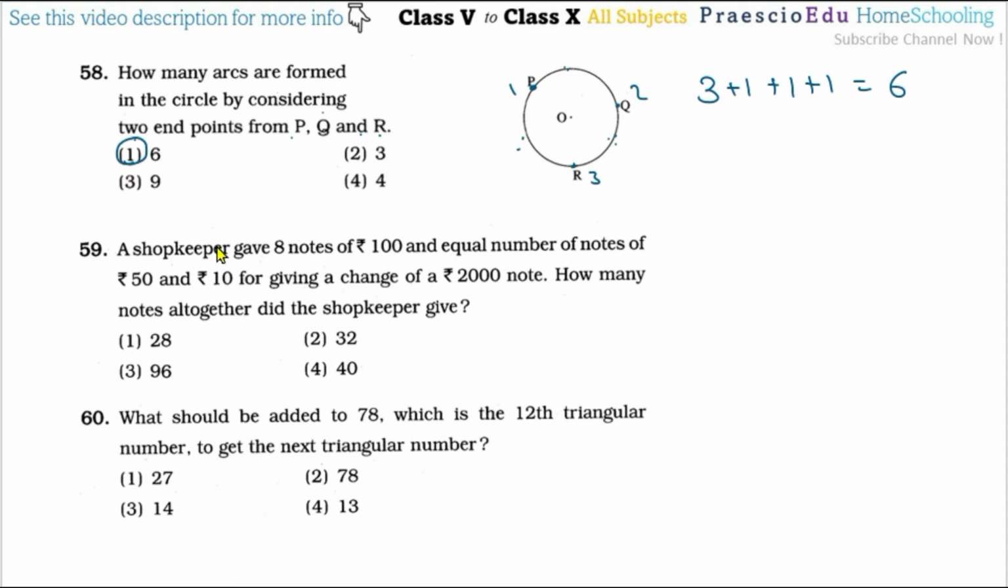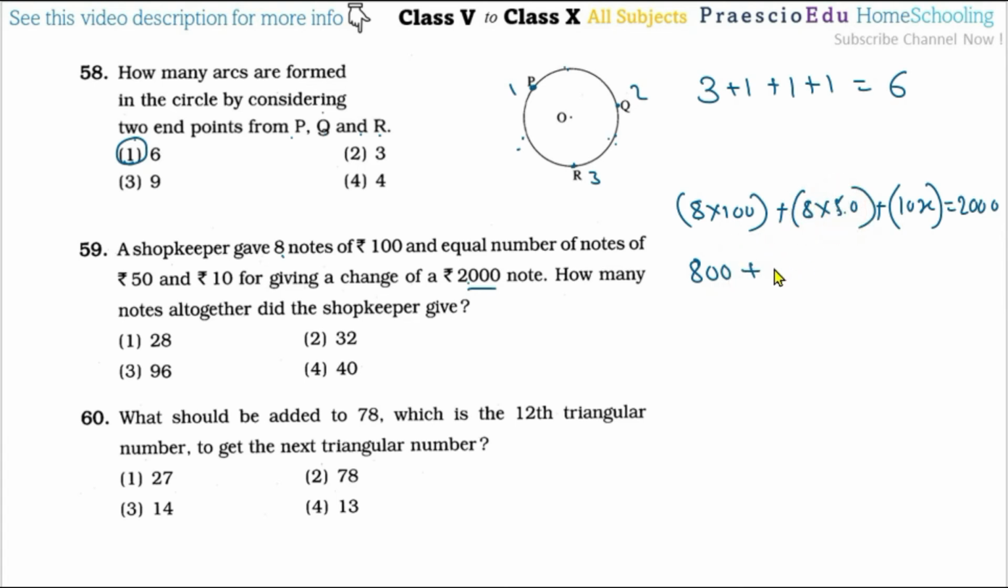Now question number 59. A shopkeeper gave 8 notes of rupees 100. So 8 multiplied by 100, plus an equal number of notes of rupees 50, meaning 8 notes again. So 8 multiplied by 50, and rupees 10 notes, for giving change of a rupees 2000 note. But the number of 10 rupee notes we have not been given, so we will consider it x. So 10 multiplied by x means 10x. Now that equals the change, the total amount, which is 2000.